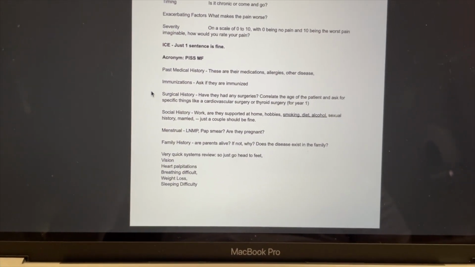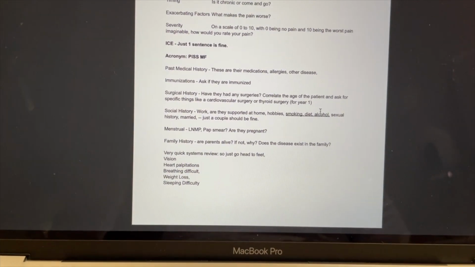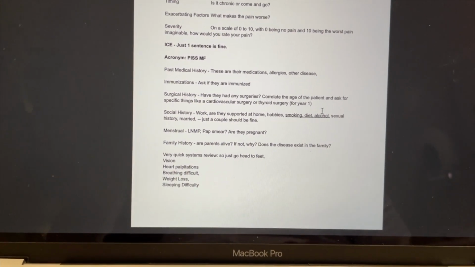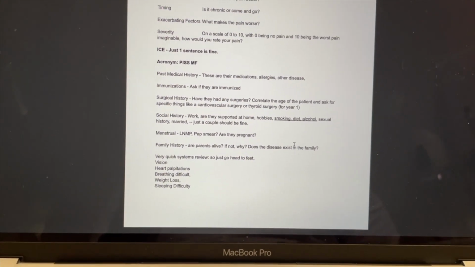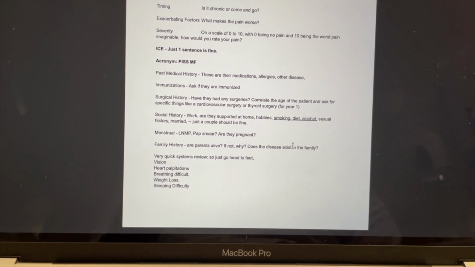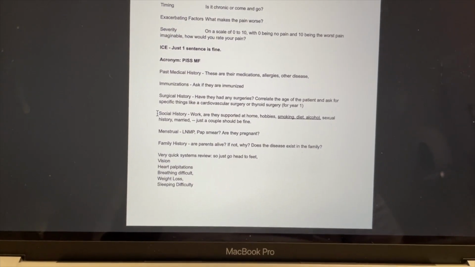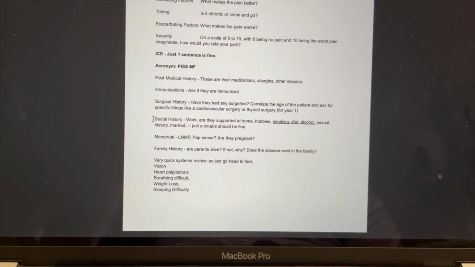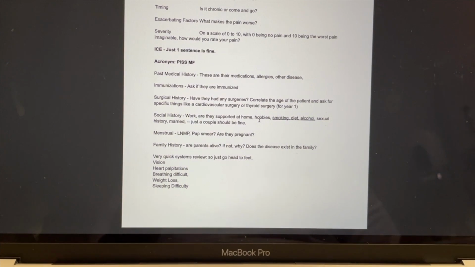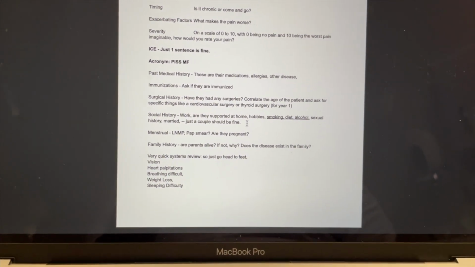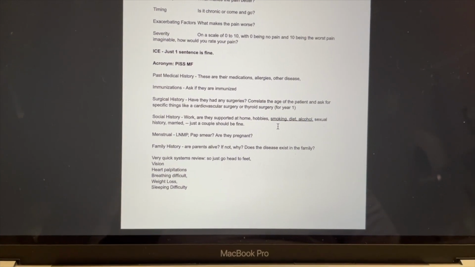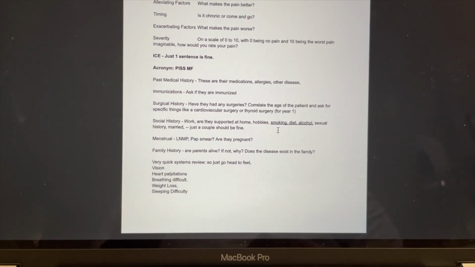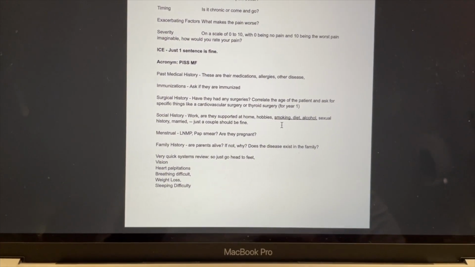How old were they when they had this surgery? Did they have any complications? Remember, for year 1, they just want to see that you can hit most of the boxes, and in later years, it gets more complicated. Social history is arguably the most important. So what work do they do? Are they supported at home? Hobbies, who do they live with? And then don't miss your smoking, diet, and alcohol. That's arguably the meat of the social history at a year 1 level.